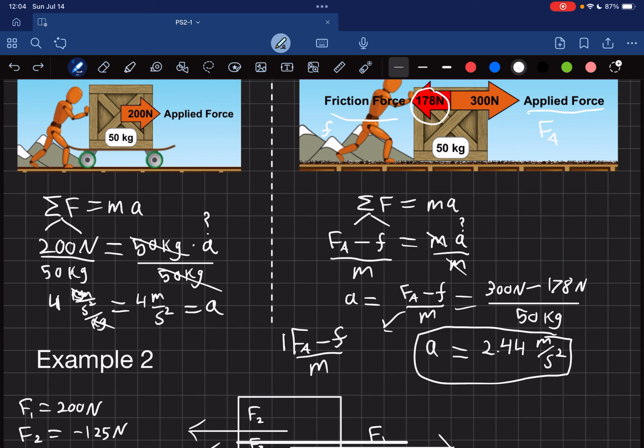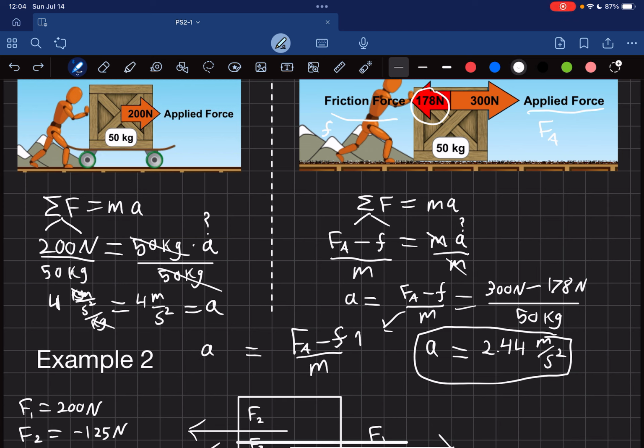So what would happen if the force applied increased, but nothing else changed? Well then, acceleration would also increase. Makes sense. We're pushing harder. Okay. Let's try another case.